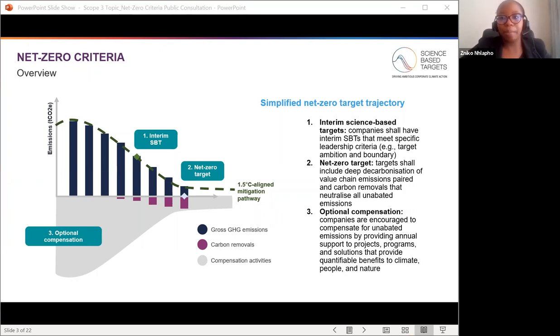So emissions abatement is at the heart of achieving net zero, and net zero targets must include clearly defined emissions abatement and neutralization goals, as you can see in the diagram on the left-hand side, which also enhance the transparency and the credibility of the company's overarching net zero targets.